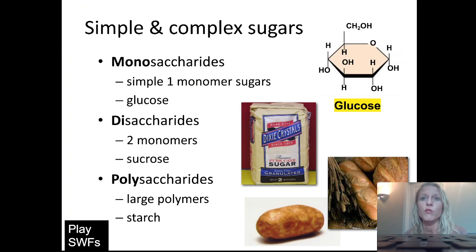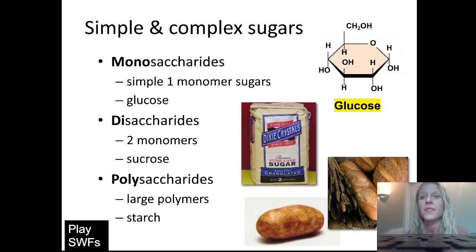Simple sugars like glucose and fructose are monosaccharides, meaning they're just one single sugar. Mono means one, saccharide means sugar. So monosaccharide means one sugar. Disaccharide. Di means two, and saccharide means sugar. So this means two sugars. This is like sucrose, which is table sugar, a combination of glucose and fructose.